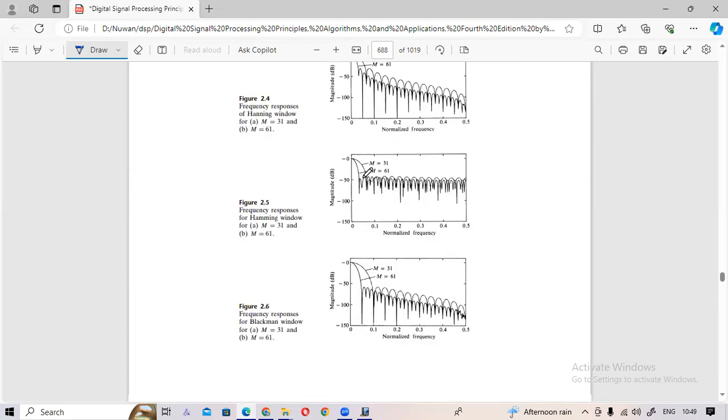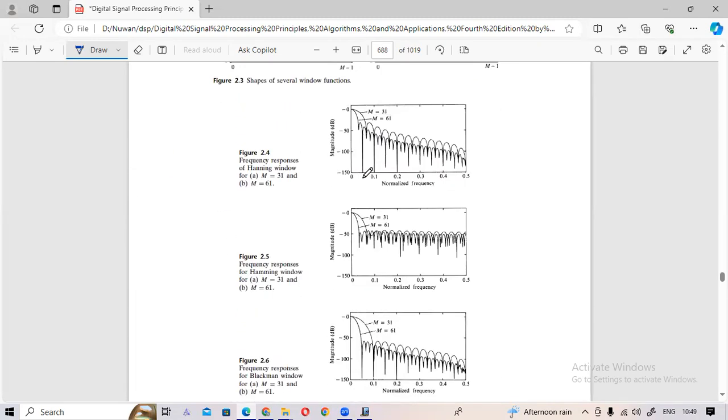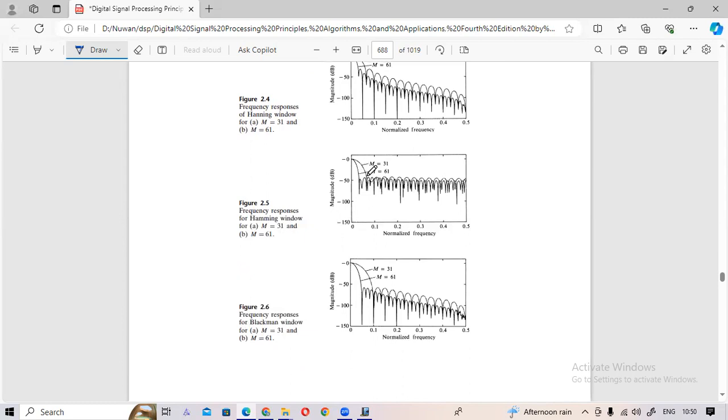So here there are some things related to the frequency response of the Hamming window also. This is M equal to 31, this is M equal to 61. You can see that the bandwidth is narrower. And with the Hamming window, you will have a flat response in this case, and that response is also important when we are designing the FIR filter.